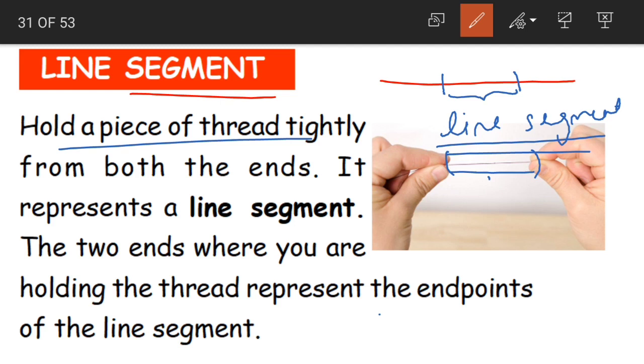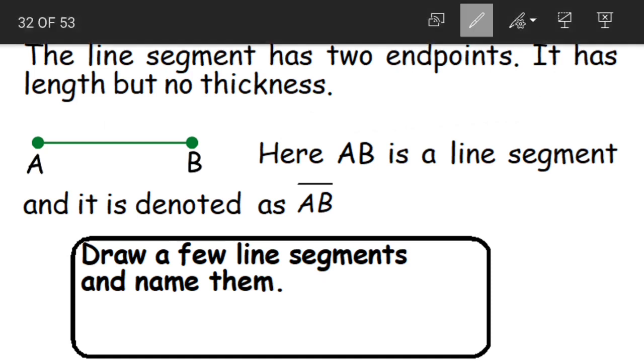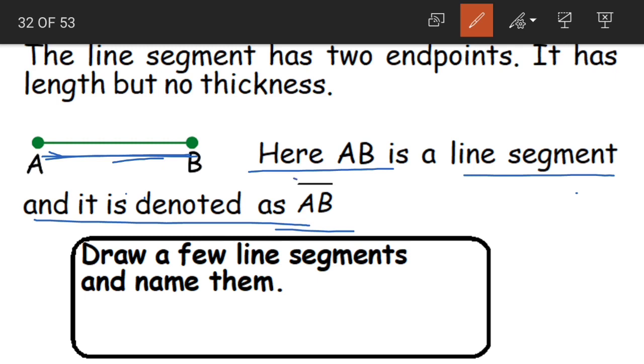And what are the properties of a line segment? It has two end points. It has a starting point and an ending point. A line segment has two end points. It has length but no thickness. Yes, we can measure the length of this line segment. Can we or cannot? Yes, we can. Take a ruler and measure the length of this line segment. You will get the length. Understood? Here AB is a line segment and is denoted as line segment AB.